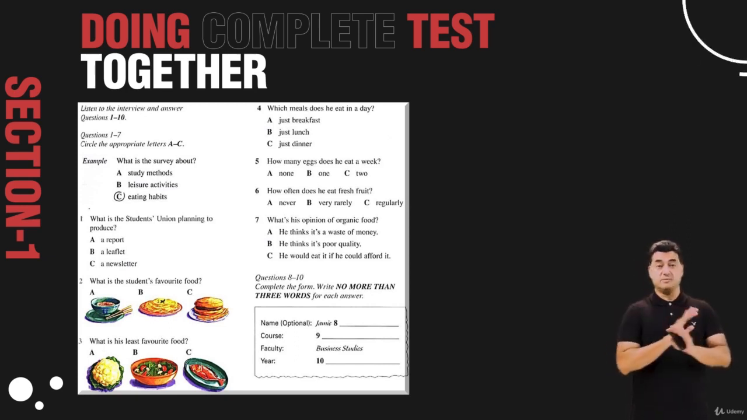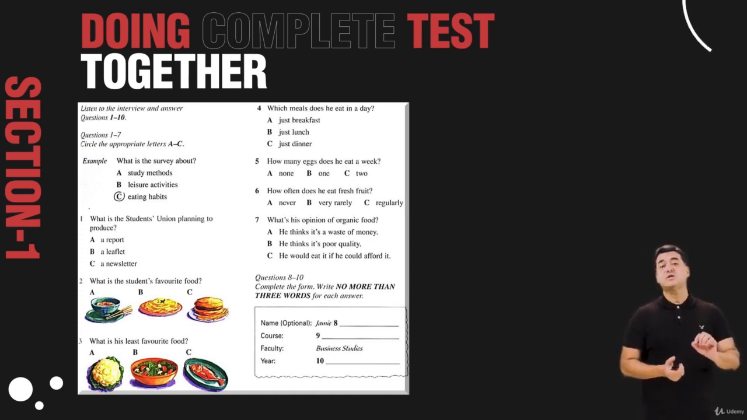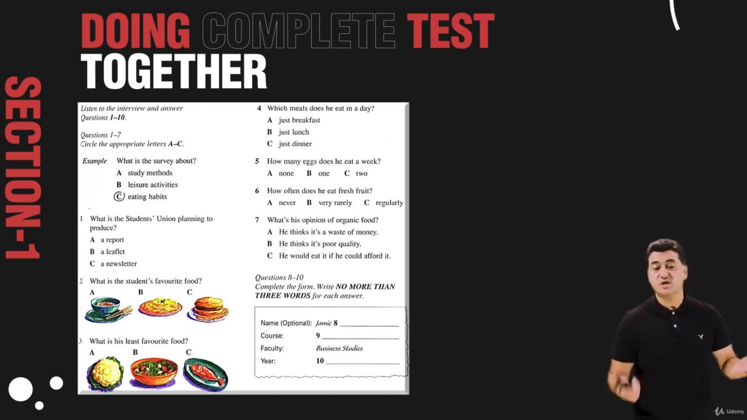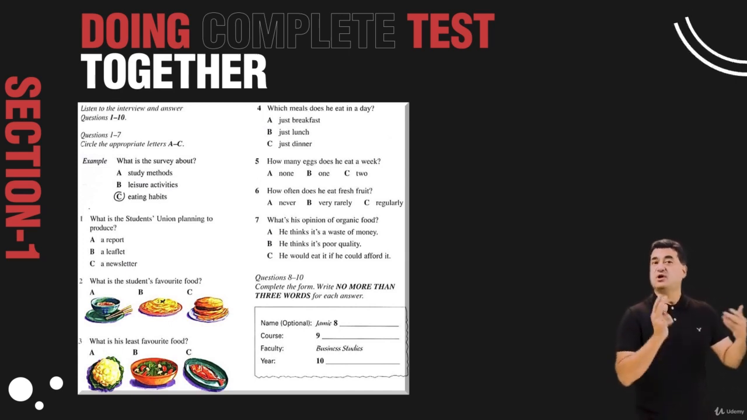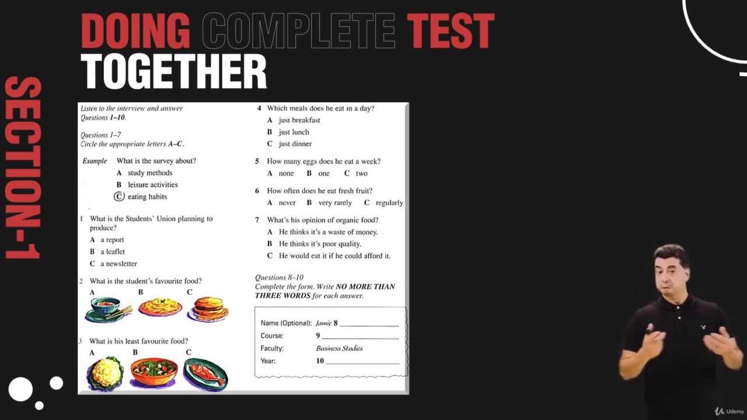This is the time. Quickly look, what is the Students' Union planning to produce? So what is the Students' Union planning to produce? So what? That is the keyword. Number 2, what is the student's favorite food? So we have to listen for the favorite food. What is his least favorite food? So which is the least favorite food? Which meals does he eat in a day?